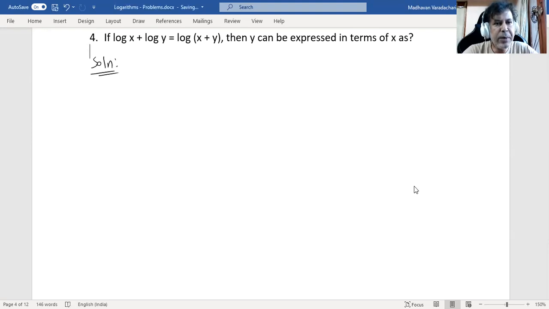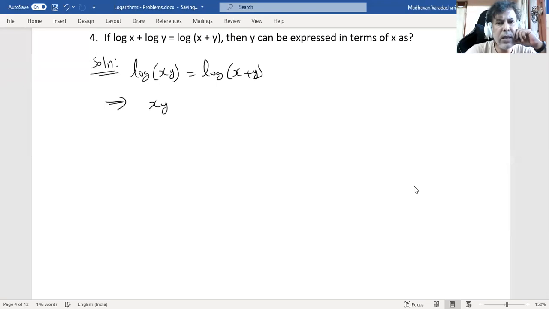The left-hand side expression log a plus log b is nothing but log ab. So I can write log xy, that can be equated to log of x plus y, which is given as the right-hand side. Since these two are equal, I can say xy can be written as x plus y. We are supposed to express y in terms of x. So I will retain y on one side. I will take x terms to the other side.